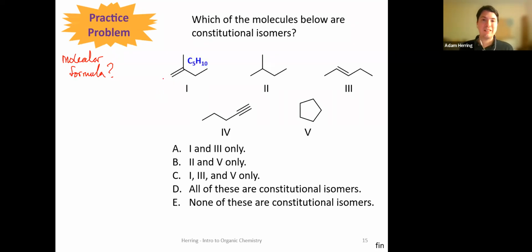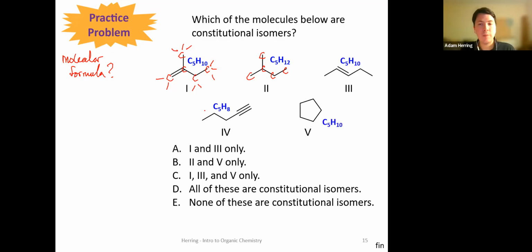So this is C5H10. It's 1, 2, 3, 4, 5 carbons. There's 2 hydrogens here, 3 hydrogens there, 3 hydrogens there, and 2 there. C5H10. This molecule is C5H12. You can see it has the same basic pattern, but now we don't have that double bond. Molecule number 3 is C5H10. Molecule number 4, C5H8. And molecule number 5 is C5H10.